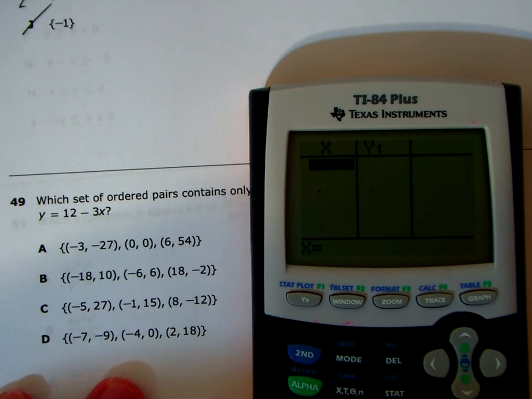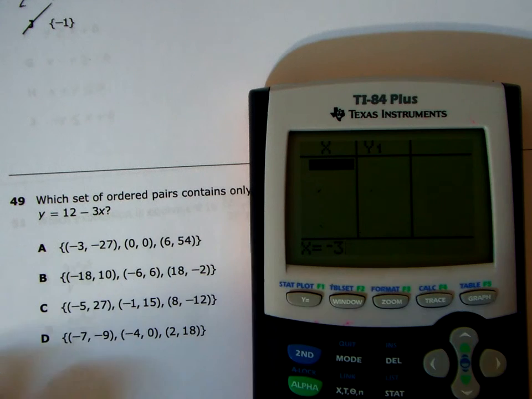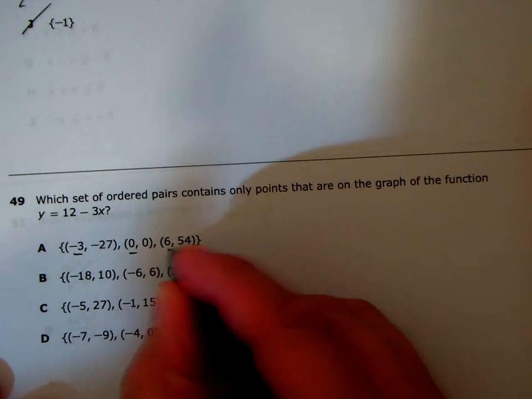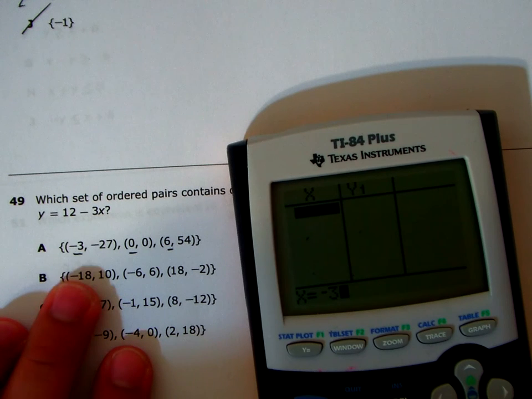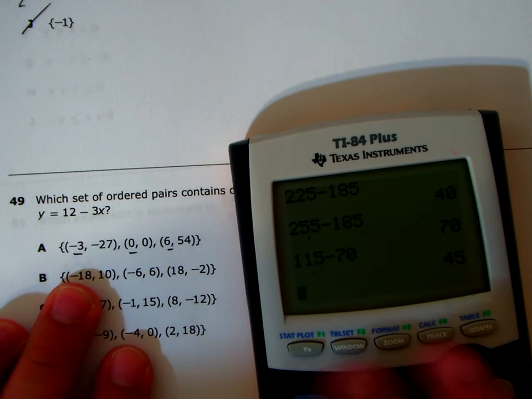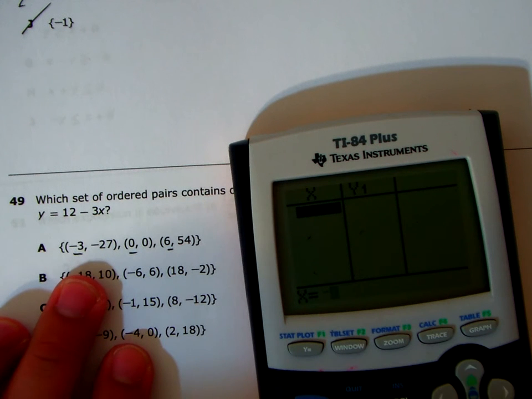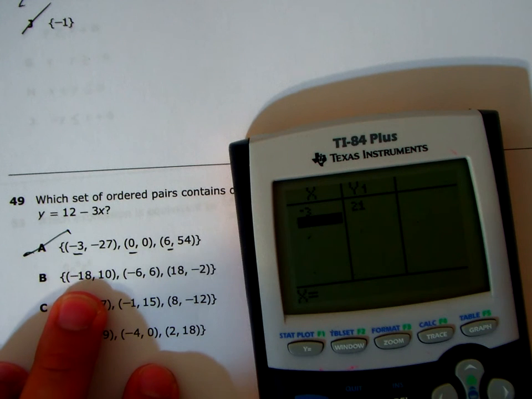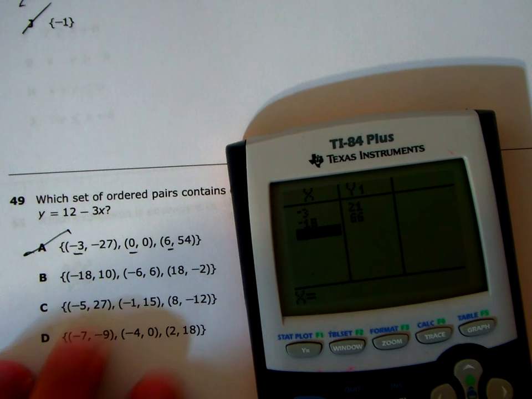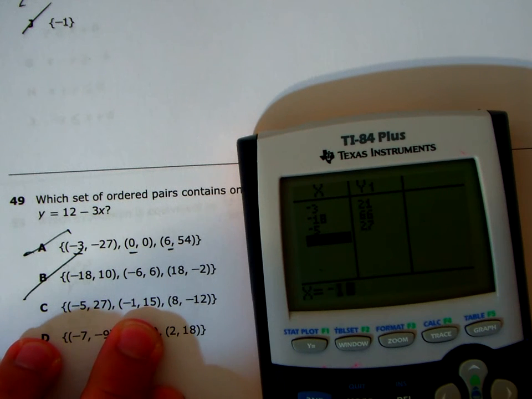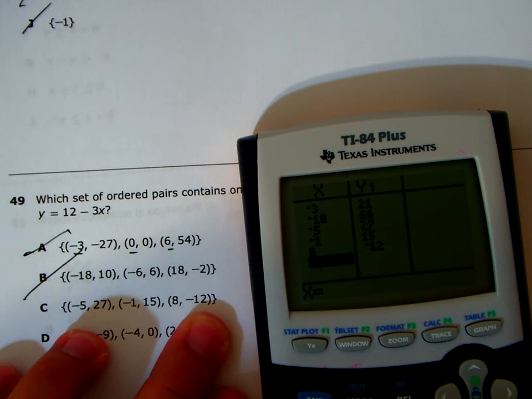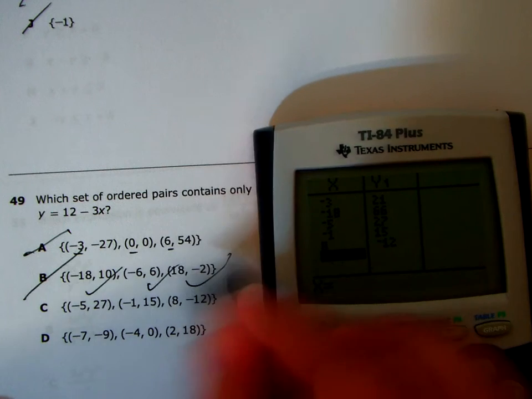Okay? So let's plug in some x's, because these are the x's, right? I know that this is the x. Let's plug in our x's and see if we get our y's, right? So let's try -3. Second graph. -3 is 21. Is that 21? Nope. Let's try -18. 66? Nope. Let's try -5. 27? Maybe. Let's try -1. 15? Yep. Let's try 8. 12. So this one worked, this one worked, this one worked, so it's C.